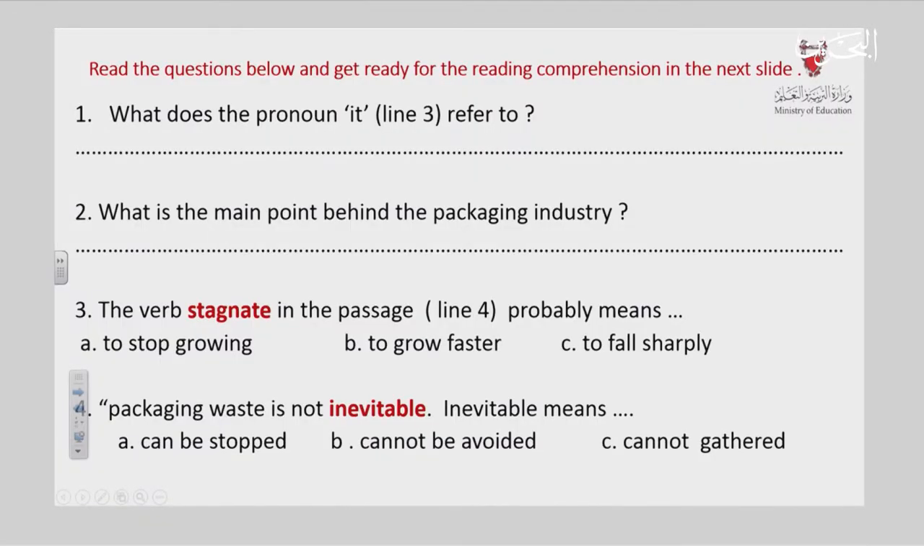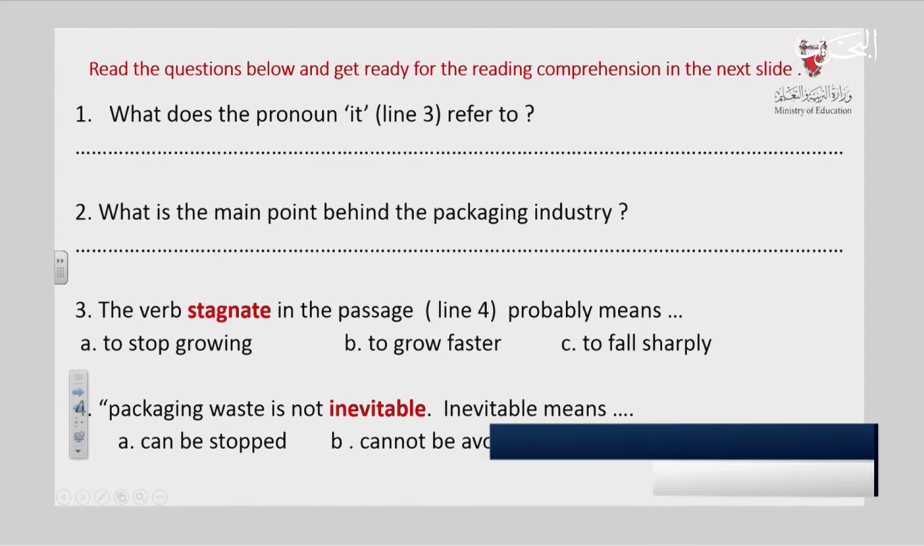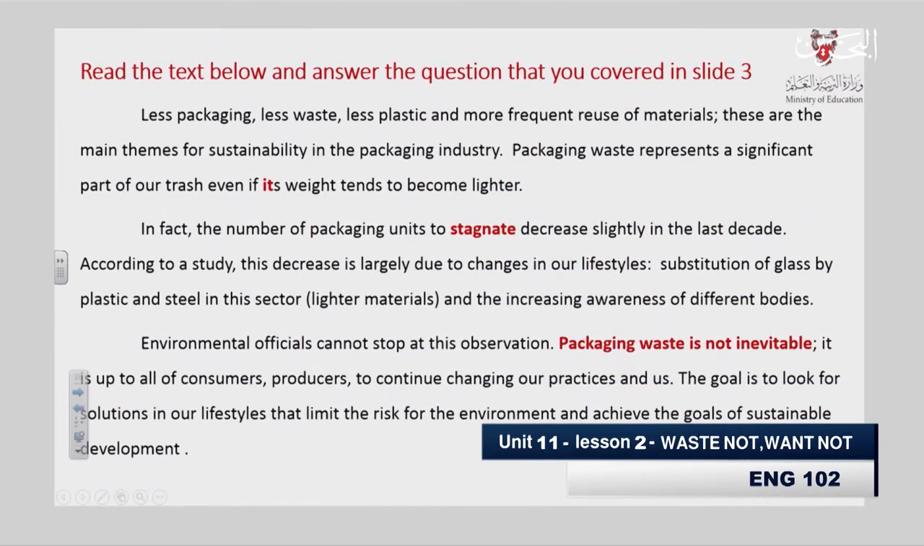This is an activity related to the reading. We'll read it together, and then I'll give you time to answer the questions. Question number 1, what does the pronoun it, line 3, refer to? 2, what is the main point behind the packaging industry? 3, the verb stagnate in the passage, line 4, probably means A, to stop growing, B, to grow faster, C, to fall sharply. Number 4, packaging waste is not inevitable. Inevitable means A, can be stopped, B, cannot be avoided, C, cannot be gathered. So let's read the text together, and then I'll give you time to answer the questions.